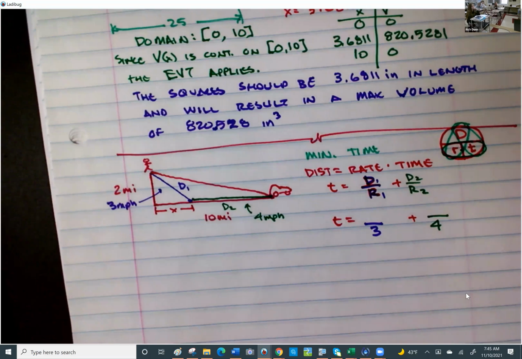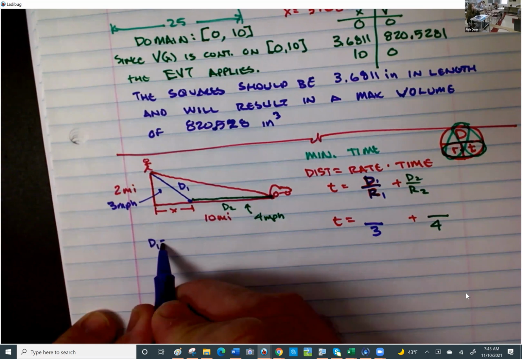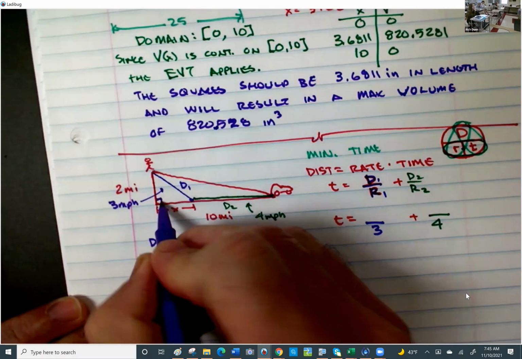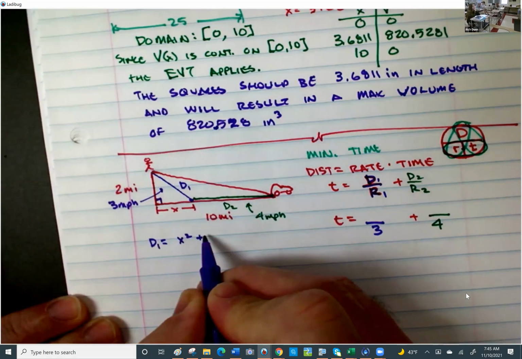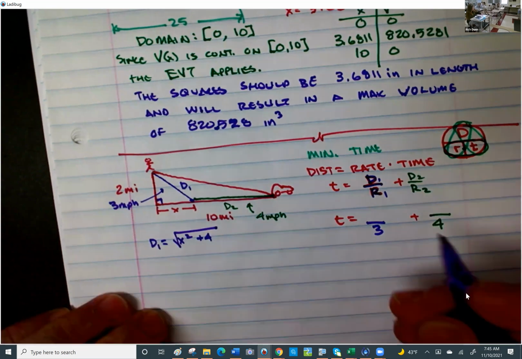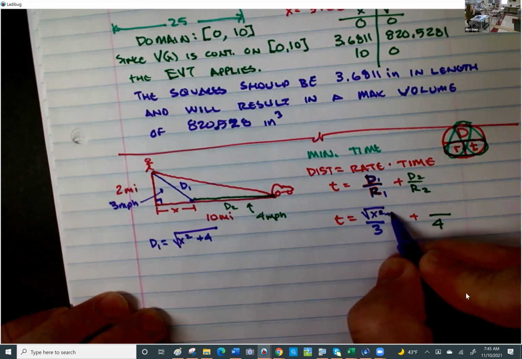So let's take a look at what D1 will be. If x is this here, what will D1 be? What expression could we write for that? The square root of x squared plus 4. Just Pythagorean theorem here. We know we have a right triangle here. So this is x squared plus 4. We'll take the square root of that, and we don't have to worry about positives or negatives because we know we're only dealing with positives. So we can substitute that in here for our D1, the square root of x squared plus 4.